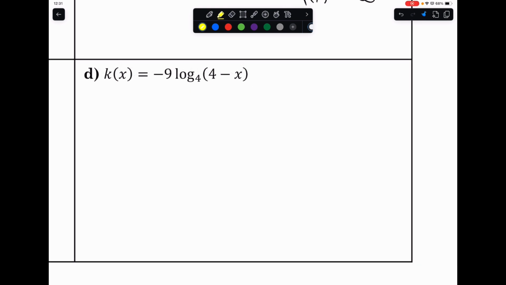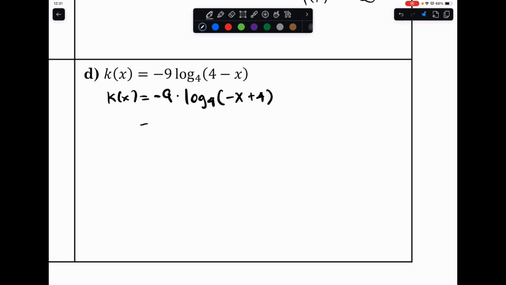And now let's finally look at this example right here. This is also a little tricky one. We have k of x equals negative 9 times the log base 4. This right here is negative x plus 4. So let's write it like that first.